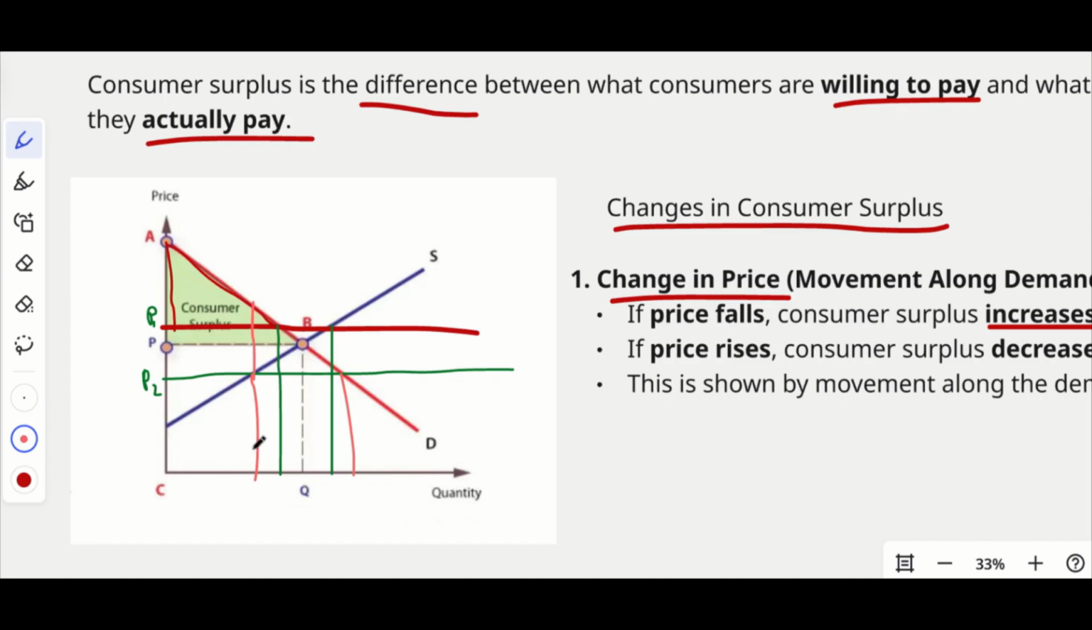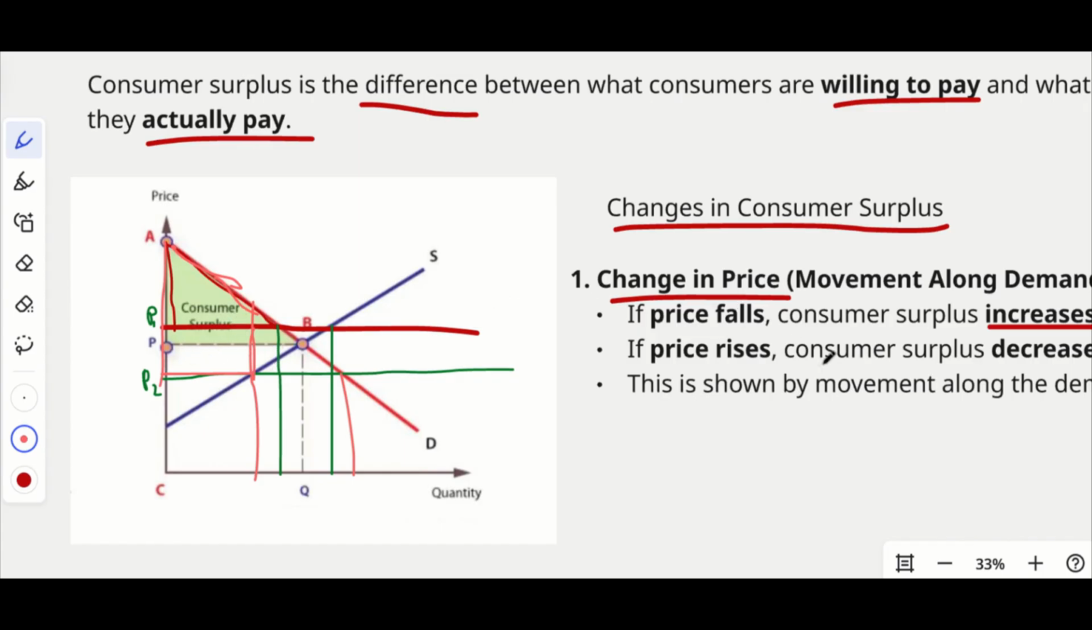So what will be the consumer surplus here? This much quantity is sold, right? So the consumer surplus will change just like this. This will be the consumer surplus. Clear? So this is how the consumer surplus will change when the price is changed.